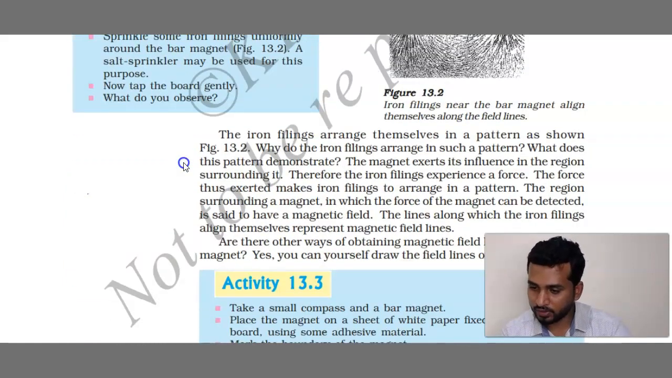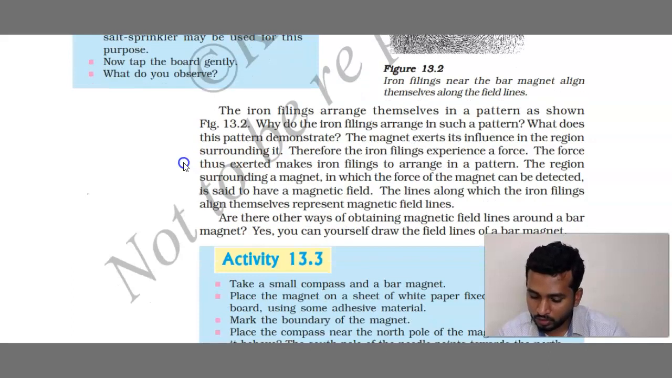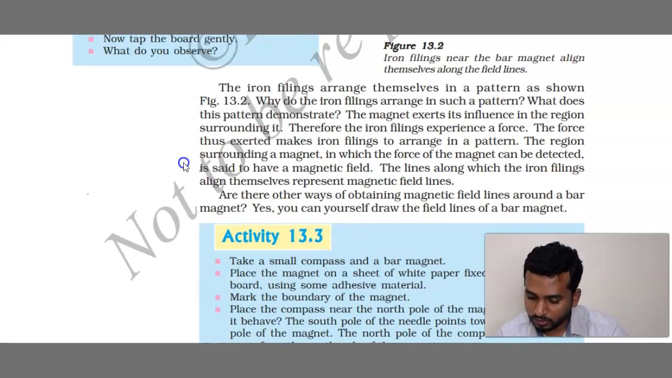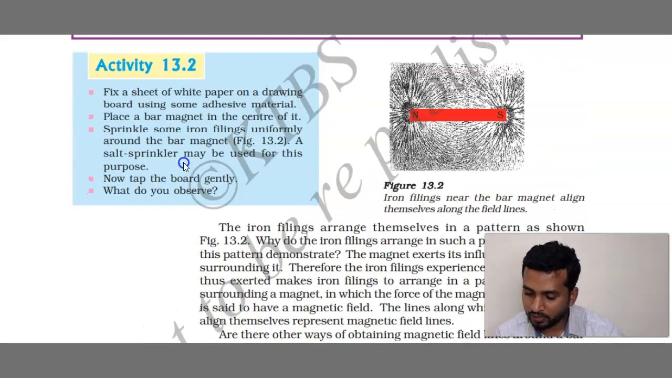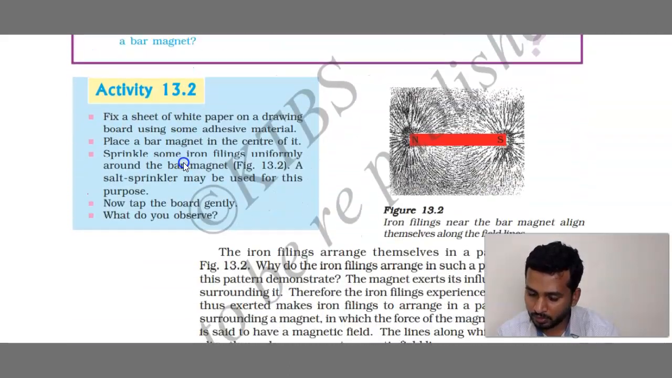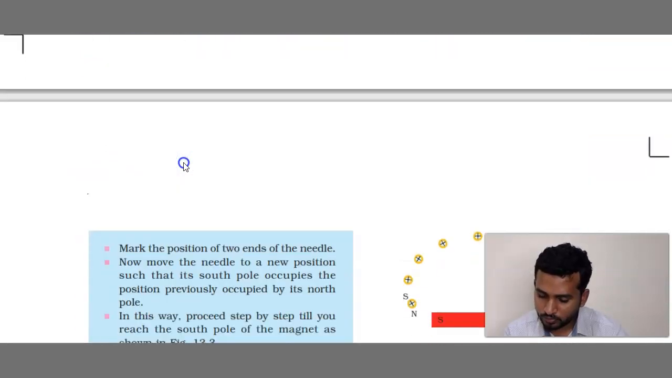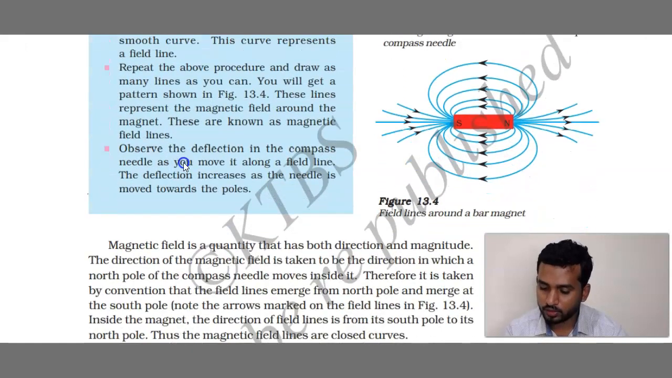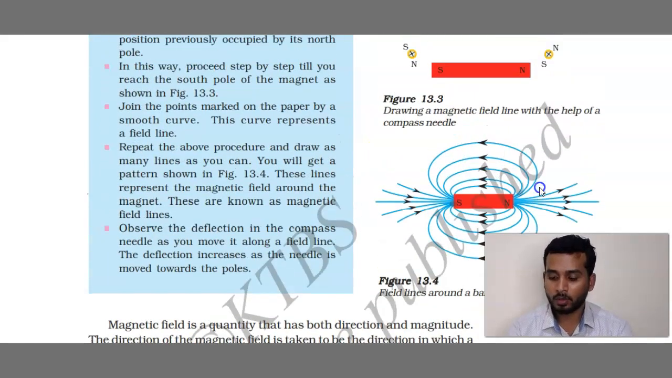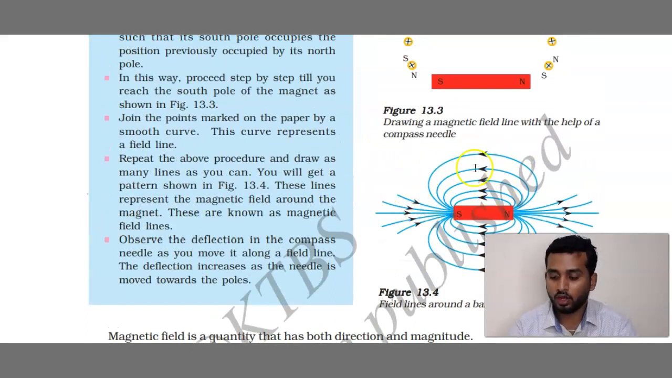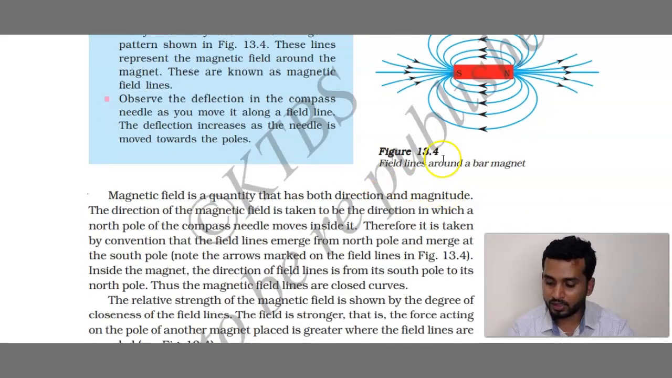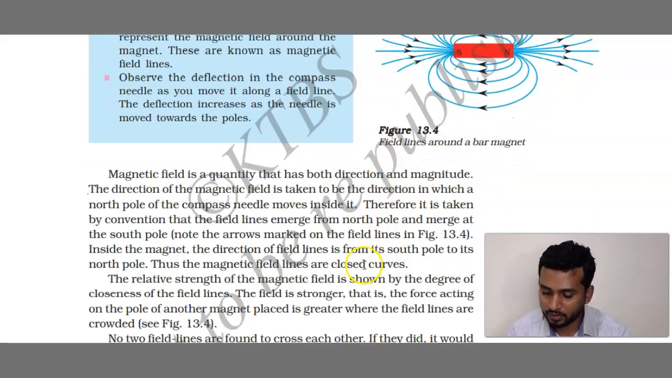And after that, we can see iron filings here. You can see the magnetic field lines around a bar magnet. You need to remember this diagram also, children: how the field lines are arranged. That is the setup of field lines around a bar magnet.